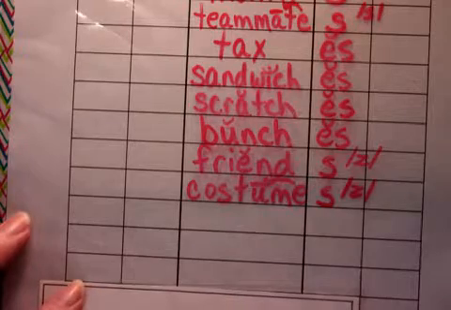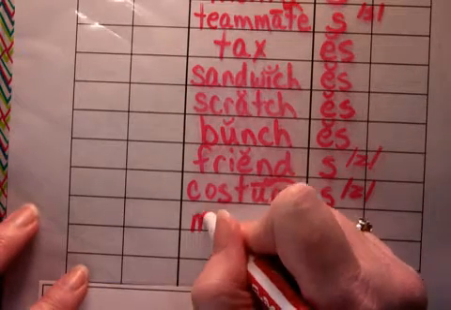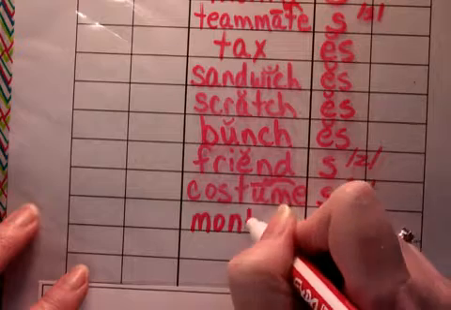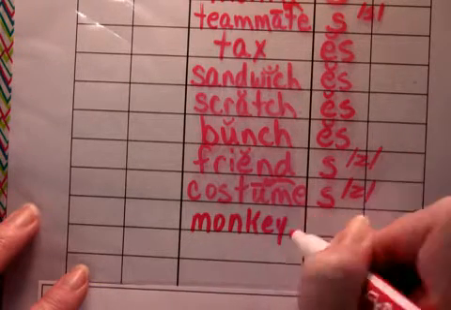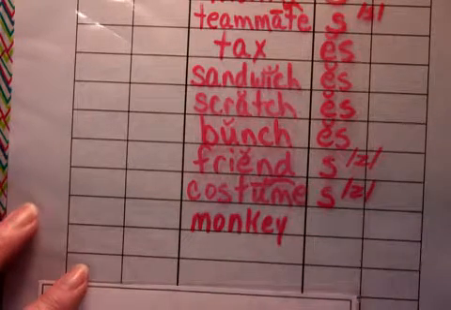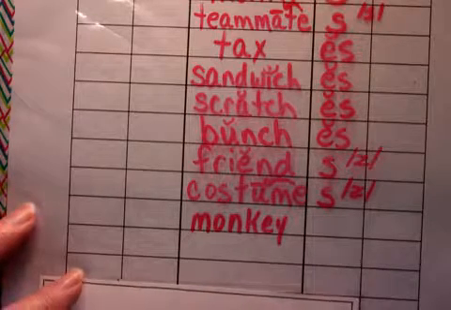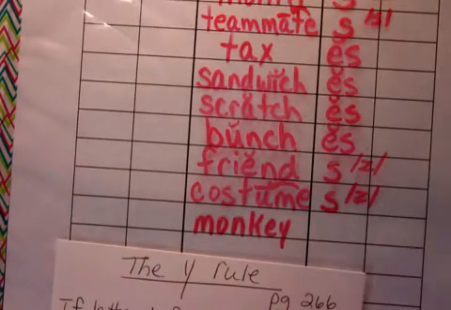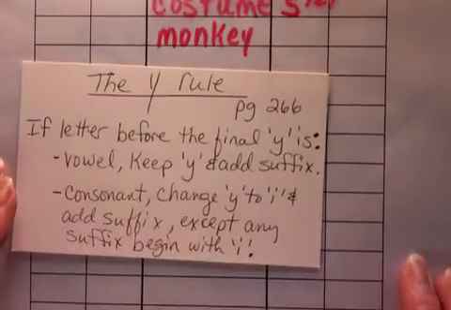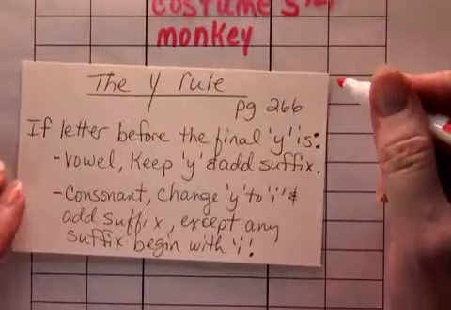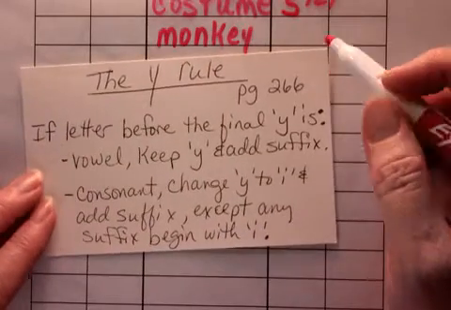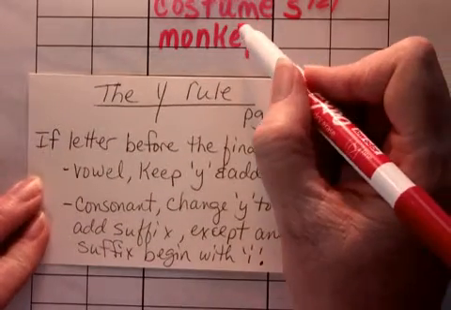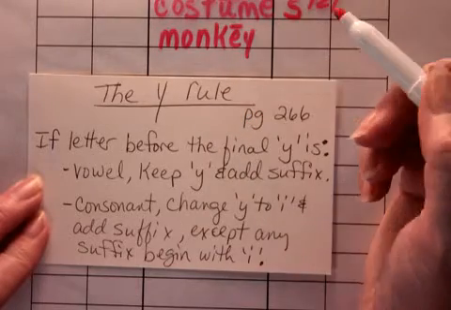The next base word is monkey. Monkey. Hey, I see a Y. That means I need to bring up my Y rule card. Let's scoot this up. Move my light. There we go. So, monkey has a long E sound.